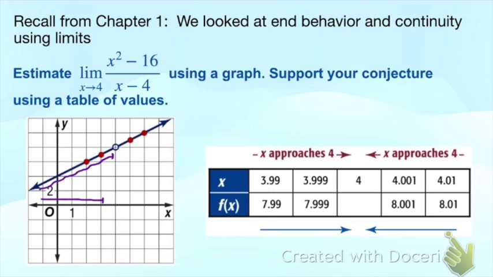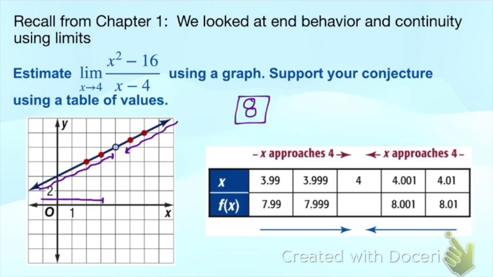If we come in from the right side, we're also coming down here, and we're also approaching that same hole from the right side of our graph. So when we do this, both of them are approaching the same value. We say the limit for this one as x approaches 4 is 8. So our limit for this one is 8.